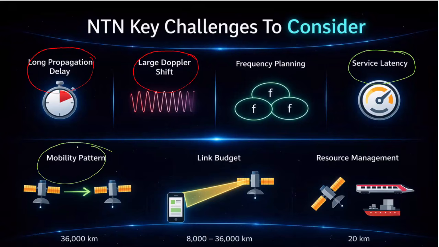After that, you have your link budget. Due to long distances and atmospheric losses, signal strength can degrade significantly. So you have to take care of proper link budget, proper antenna gains, and the system designs are needed for reliable links. After that, you have resource management. This involves efficiently allocating spectrum, power, and capacity across users and services.